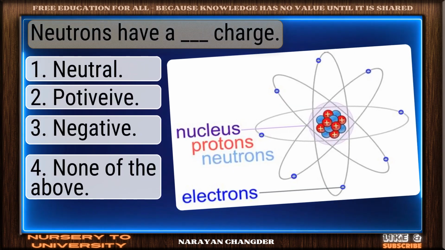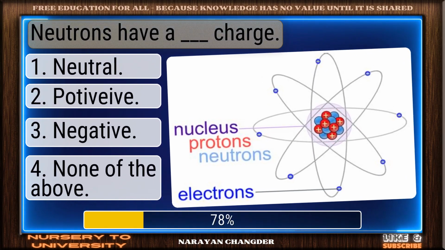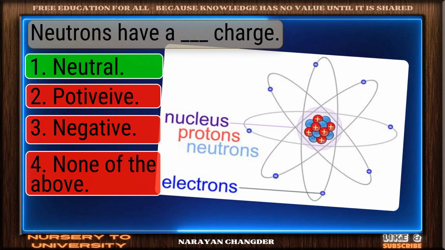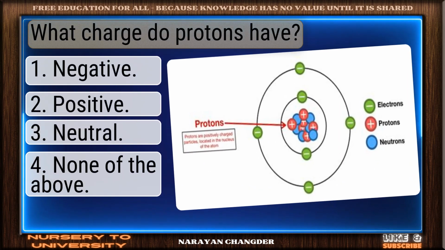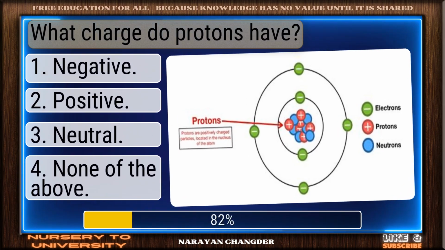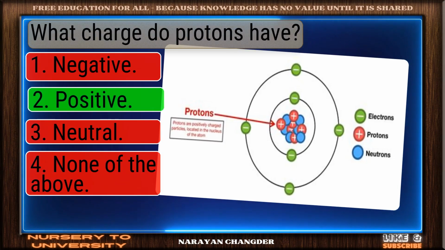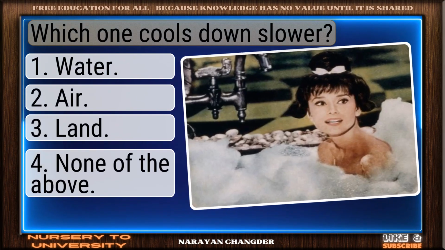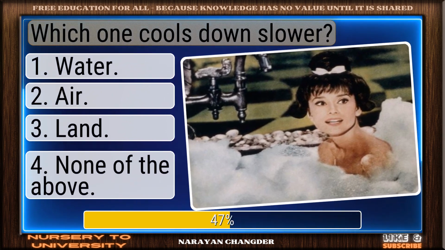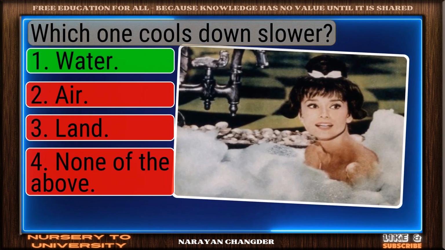Question number 246. Neutrons have a dash charge. Strong choice. Neutral is the right answer. Question number 247. What charge do protons have? Exactly. Positive makes sense, and it is right choice. Question number 248. Which one cools down slower? Right again. Water is a valid answer.